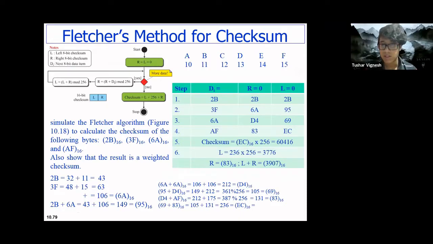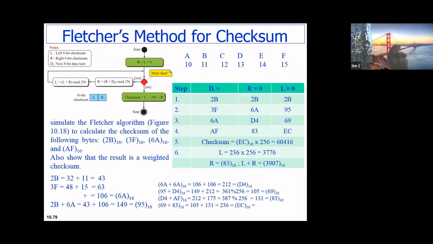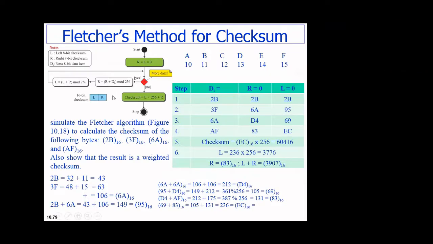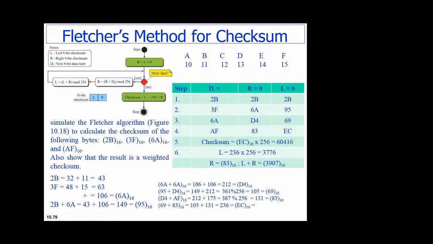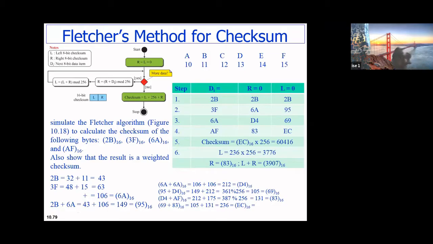How many marks is this, sir? This will be 12 marks. If at all, 10 to 12 marks it will be. Some more problems, where you will be asked to draw the Fletcher's algorithm flowchart, and then you will be asked to solve this. So you have to give it in tabulated form. Understood?